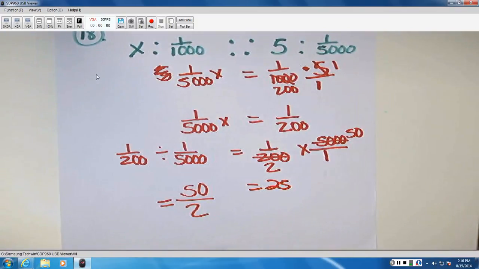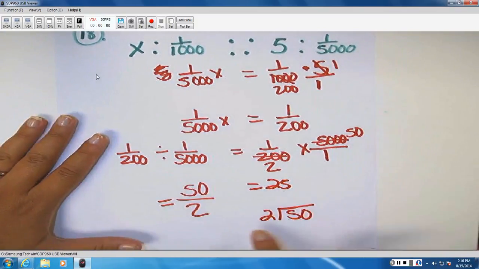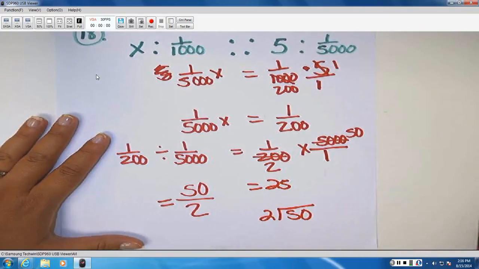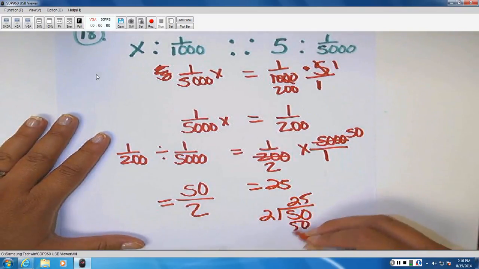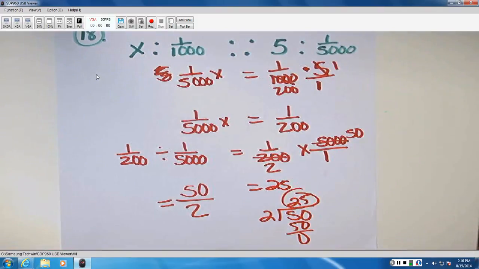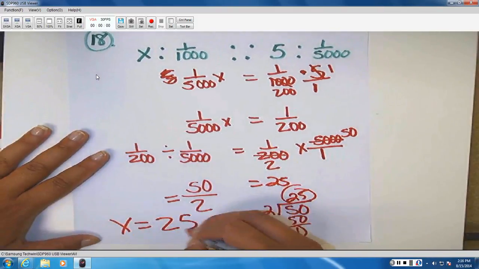Or if you actually wanted to do the math, you could set it up like this and 2 will go into 50 25 times. And again, you're left with 25. So the answer for this one is x equals 25.